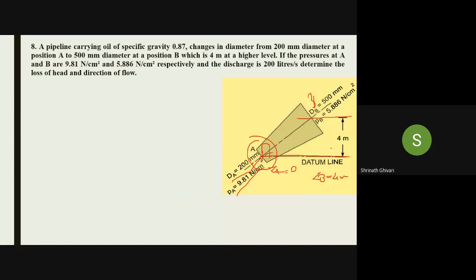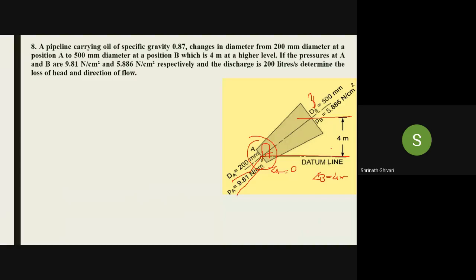Diameter B is given as 500 mm and the pressure at B is 5.886 Newton per centimeter square. One more thing is that they won't give the diagram to you, so you have to draw the diagram here. Don't expect that in the question paper they will give the diagram. You can even check the question papers, in none of them is the diagram given, but you should know how to draw it.